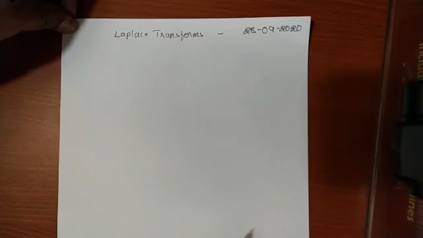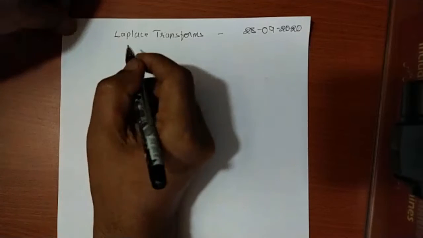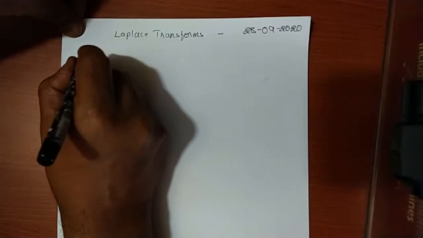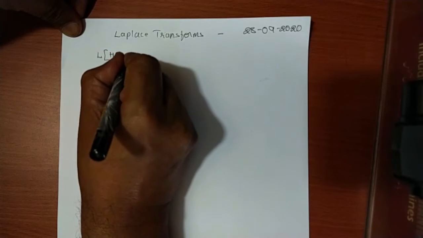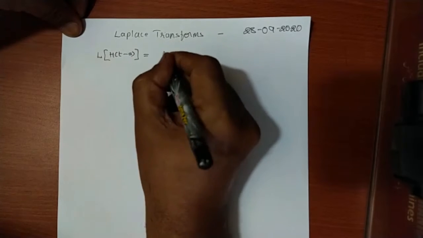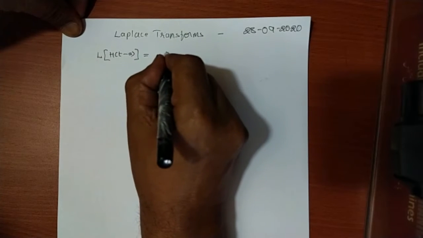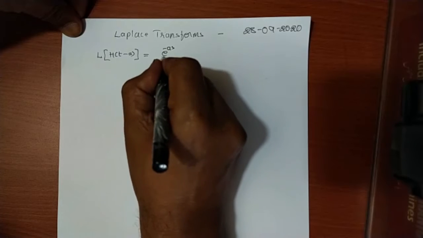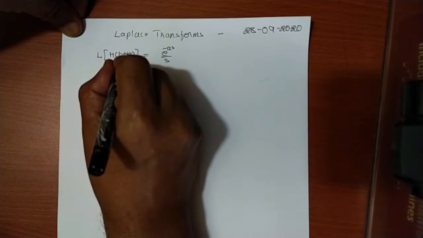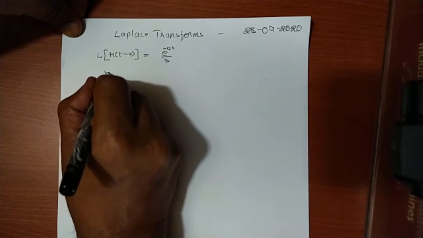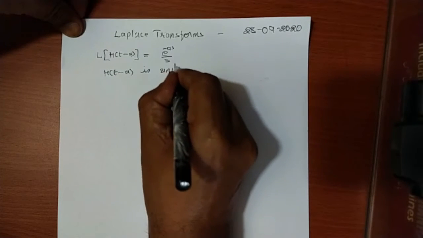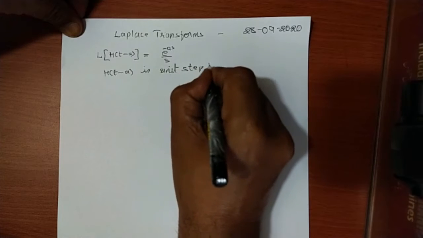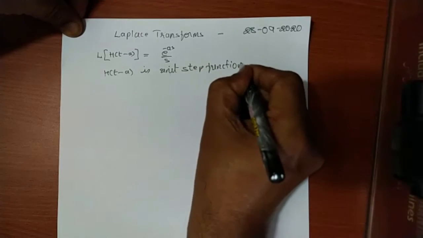Hello students, today we are going to continue with the Laplace transforms of unit step functions. In the last class, we studied that L of h of t minus a is equal to e power minus as by s, right? Where h of t minus a is the unit step function. This we have studied.